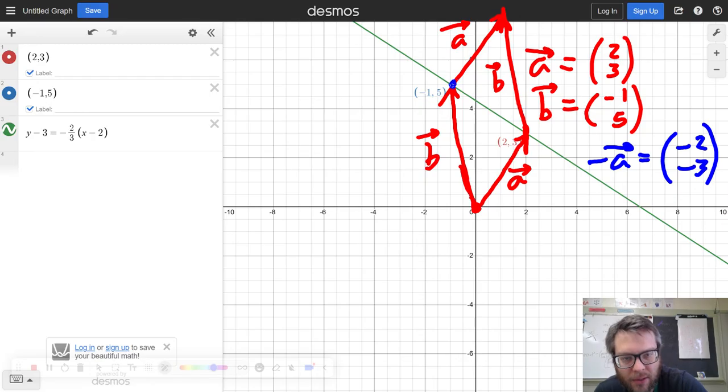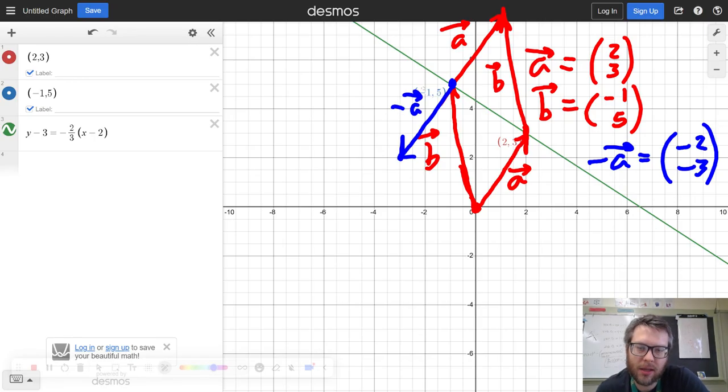So if we think about going from this point right here, sorry, what did I say? Yeah, so it goes left 2 and then 3 down. And so if I go left 2 and then 3 down, 1, 2, 3, that right there is negative A.